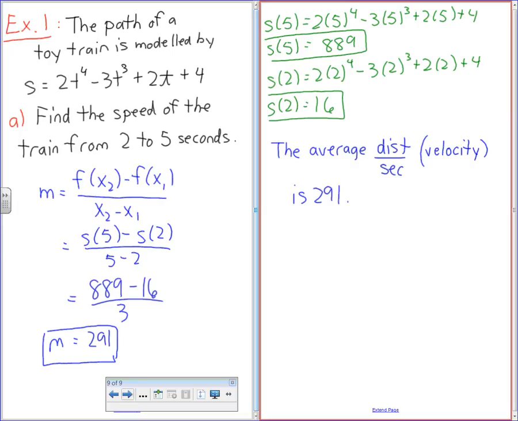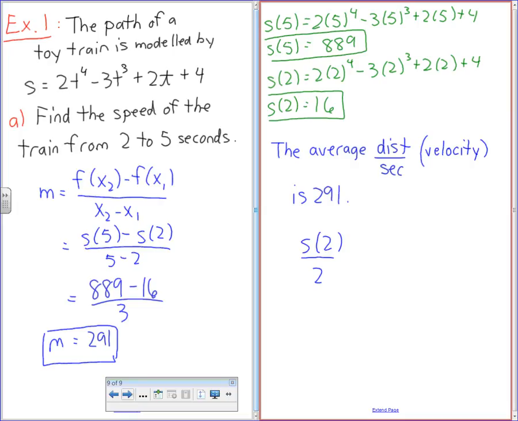Well, what's the time going to be though? Hold on a second. Okay, so let's just say you did s of 2 over 2. What's that going to give you? Now, that's not going to give you the speed at 2 seconds. What's it going to give?